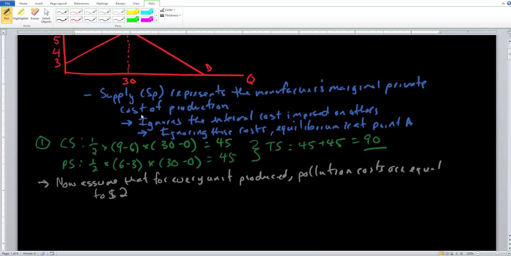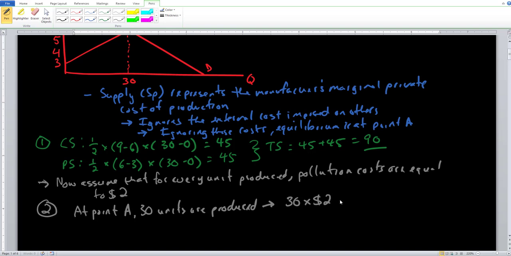And this is going to segue us into the second question that can be asked from this setup right here. So question number 2 is, hey, we noticed that at point A, we have 30 units being produced. So at point A, 30 units are produced. And when 30 units are produced, that tells us that if we're producing 30 units, we have $2 of pollution cost for each of these units. We have $60 of pollution generated. $60 in pollution costs are generated.